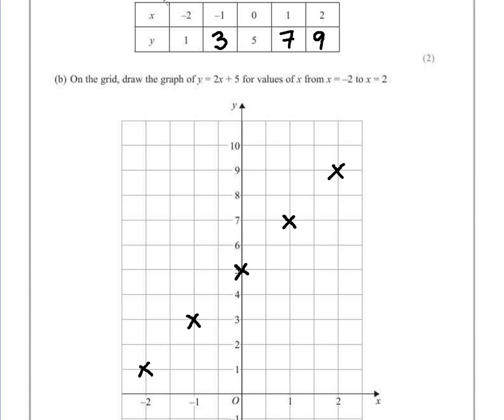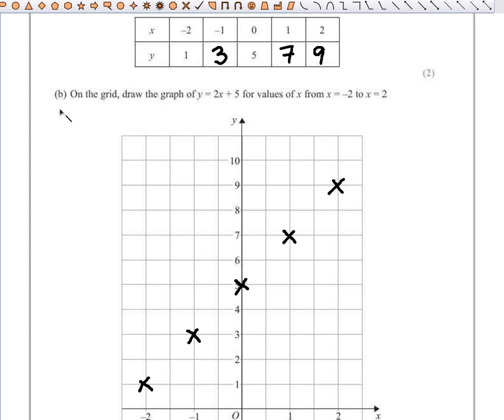Because they're in a straight line, we can be pretty sure that we've got our answers right from the table, and then to finish the graph off, draw a straight line which goes right through all of your points. The line has to go through the whole graph. It has to go through each of your points.